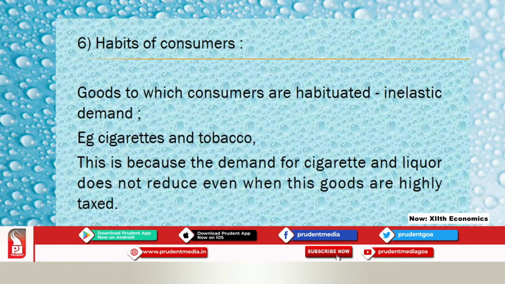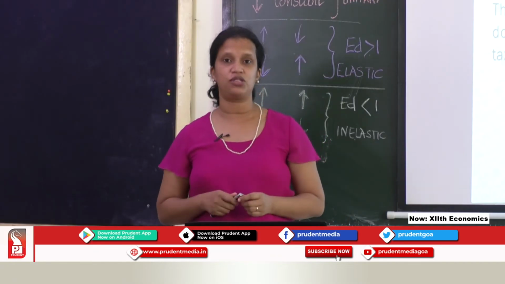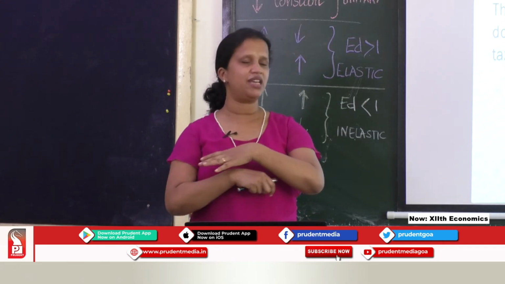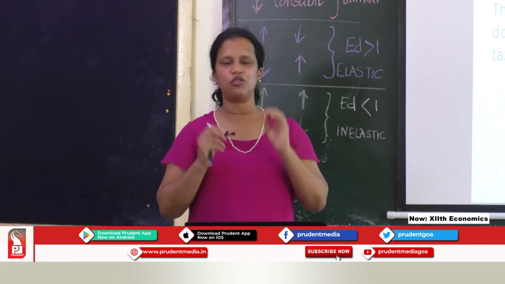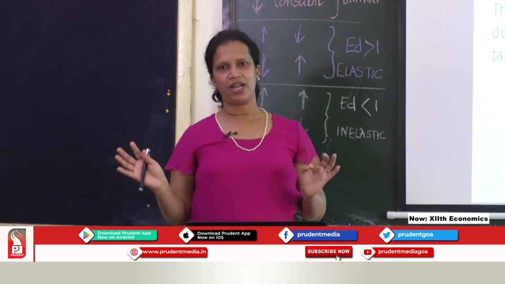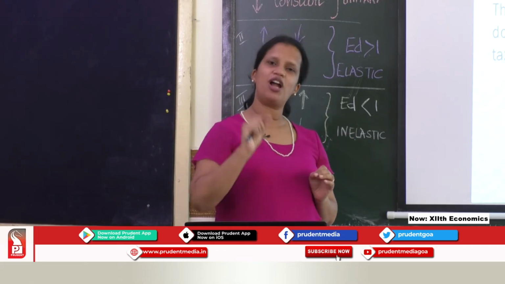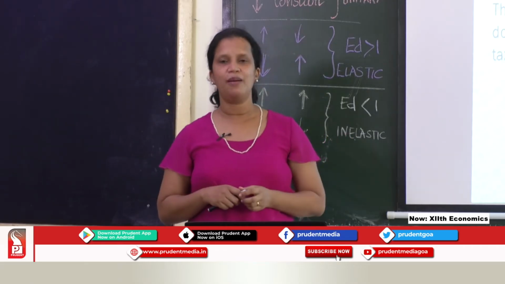Let us go to the sixth point, and that is habits of a consumer. Now, habits also determine the price elasticity. In what way? If a consumer is habituated to the good, it is already overlapping with one point which I discussed previously. For example, cigarettes and tobacco. If I am already habituated to these kind of goods, what is happening? I am going to buy these irrespective of whatever may be the price. Why? Because I have a habit of smoking a cigarette every day. So, I have to smoke. I cannot give up my smoking, isn't it? So, therefore, I will buy the cigarette no matter what the price.